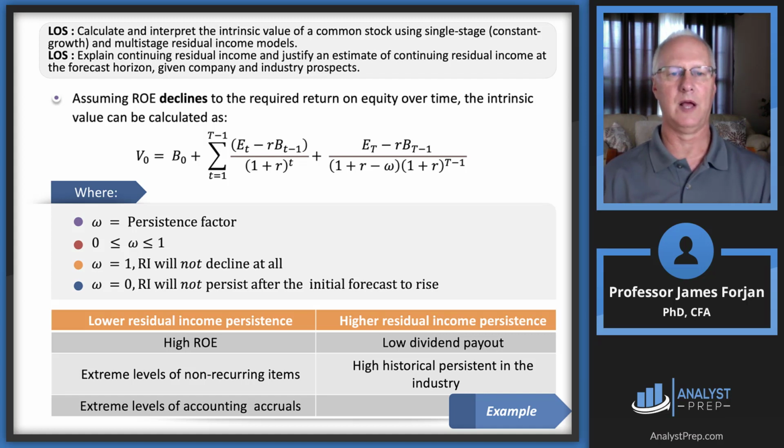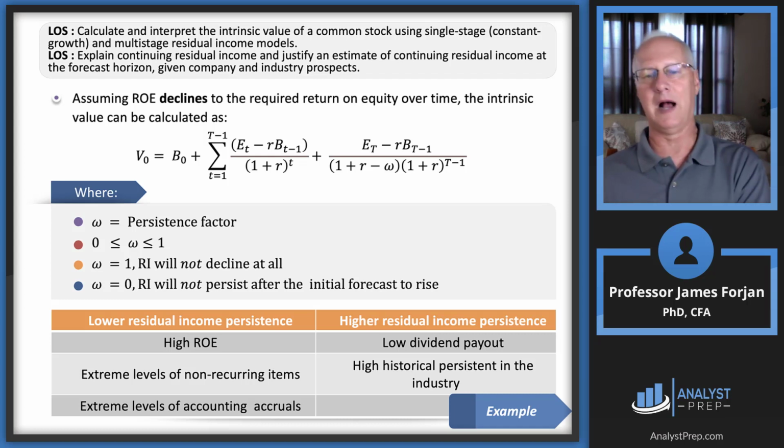All right, look at the bottom table down there. If we have high return on equity, if we have extreme levels of non-recurring items, boy, we had an emphasis on non-recurring items in a previous reading. So look for that term in the vignette, extreme levels of non-recurring items, and then automatically say, hey, that's going to result in lower residual income persistence, right? And then extreme levels of accounting accruals as well. So look at those bottom 3 on the bottom left. Those 3 will result in lower residual income persistences.